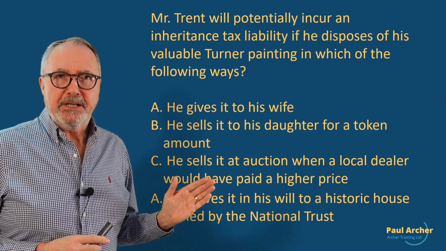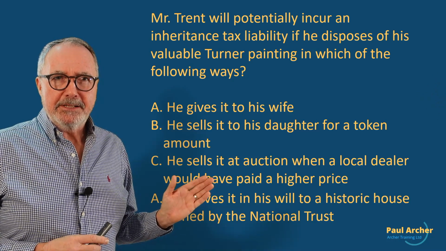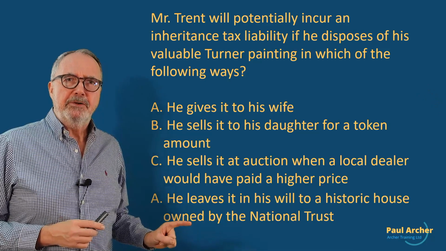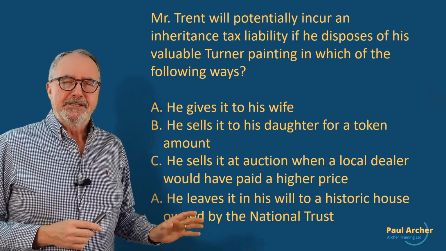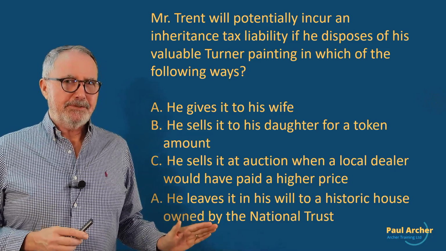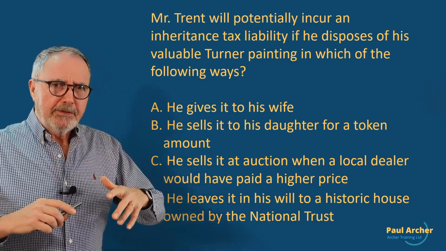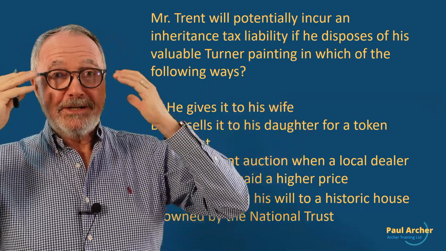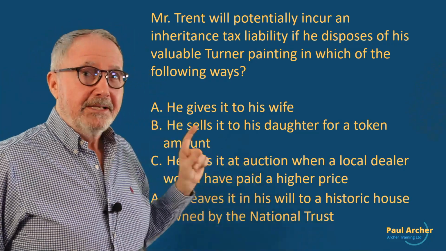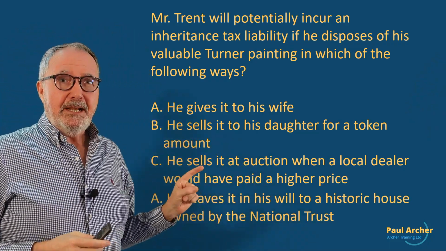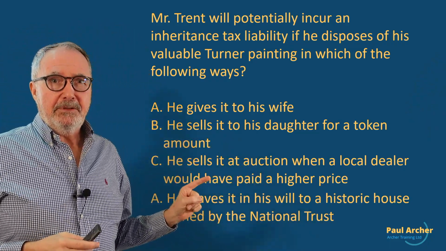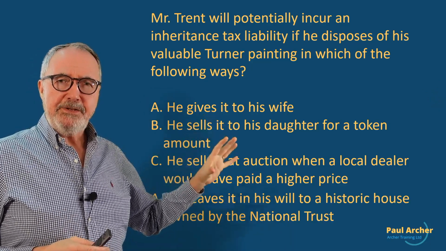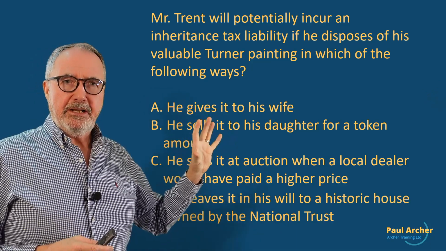So is that potentially incurring an IHT liability? D, he leaves it in his will to a historic house owned by the National Trust. So that's again an exempt transfer. Giving your items to be displayed in public also exempts you from it. So we've got 2 here then. Selling it to his daughter for a token amount, selling it at auction when a local dealer would have paid a higher price. Now, which is the correct answer? Which of those will potentially incur an IHT liability?